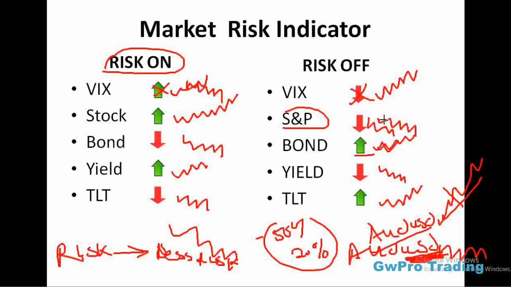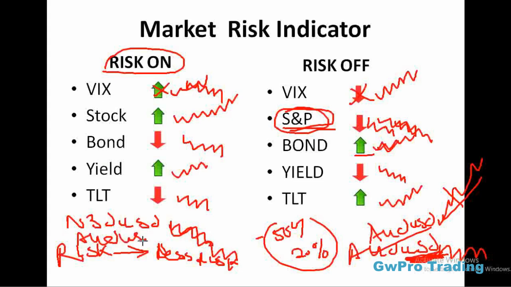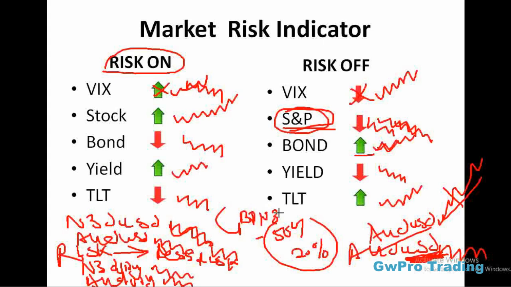S&P, stock market, Dow, and all the indices are going to go down. Are you following this? So you want to be taking NZD/USD short trade, AUD/USD short trade, NZD/JPY short trade, AUD/JPY short trade, and GBP/NZD long trade. You want to do that.